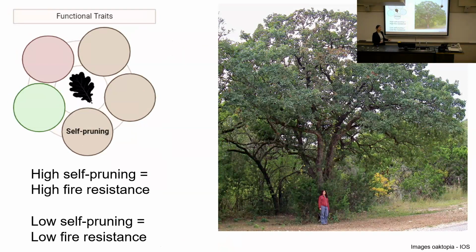Next, the trait of self-pruning. Here I just have a picture shown of a species of oak, and the degree at which the lower limbs are pruned from the tree itself. The idea being that a higher degree of self-pruning, so having less of those limbs close to the ground, is going to denote higher fire resistance, because the fire won't be able to climb into the crown of the tree and scorch it, or the plant rather. And then lower fire resistance being a degree of low self-pruning. So having more limbs closer to the ground, fire is going to be able to climb up.